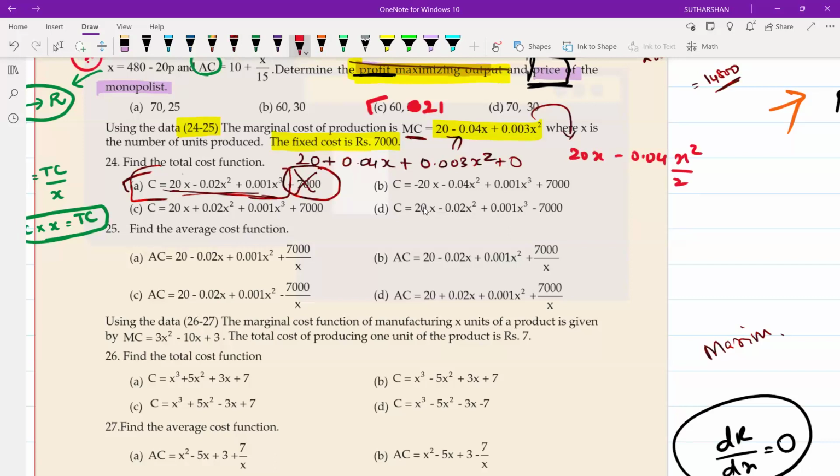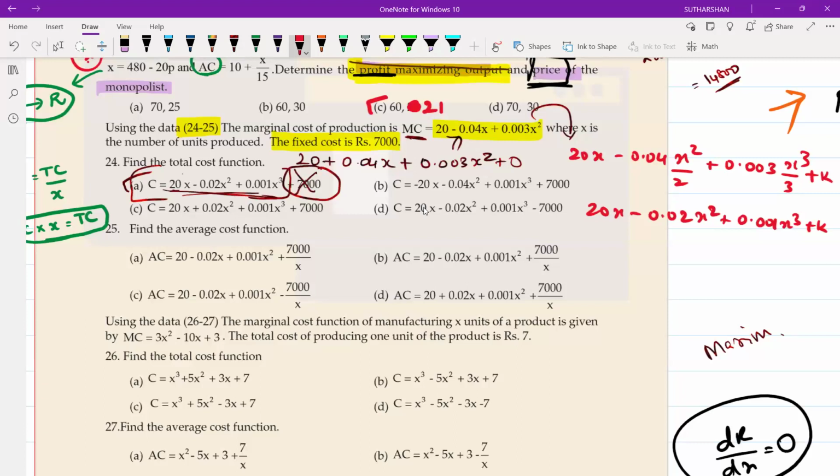Yes, x square by 2. Then plus 0.003 is there. x square is given, x cube by 3. Plus k. Now what will you do? 20x remains the same. 2 gets cancelled, it will become 0.02 x square. 3 gets cancelled, it will become 0.001 x cube, plus k.